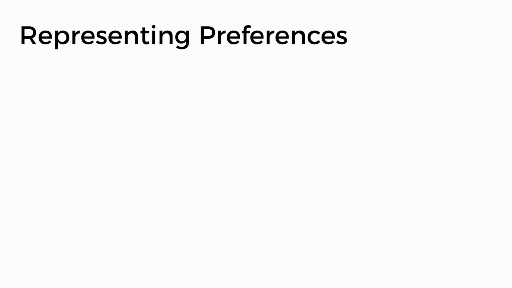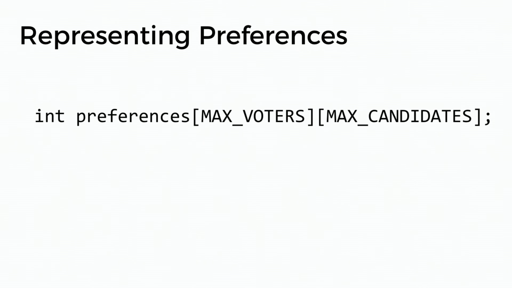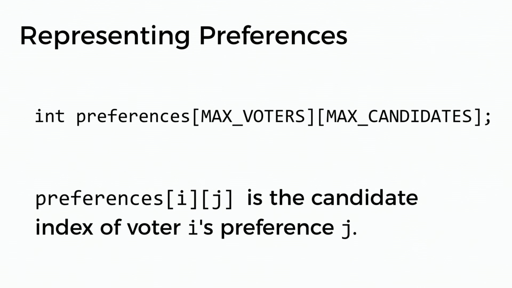But the candidates aren't the only piece of information that we need to keep track of in order to run the runoff election. We also need to keep track of information about the voters, in particular about who their preferences are. And to do that, we're going to represent preferences using a two-dimensional array called preferences. How do you interpret this two-dimensional array? Well, preferences[i][j], meaning row i and column j, is going to be a cell that stores the index of the candidate who is voter i's preference number j.